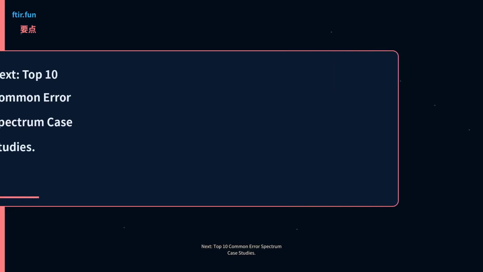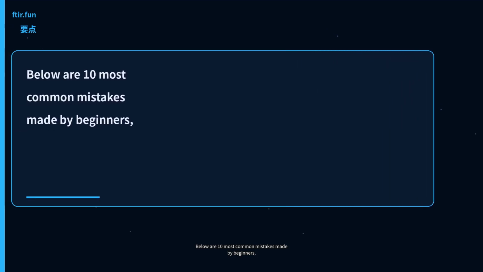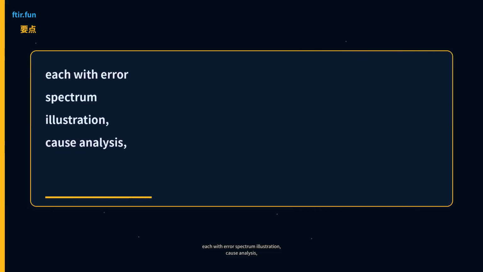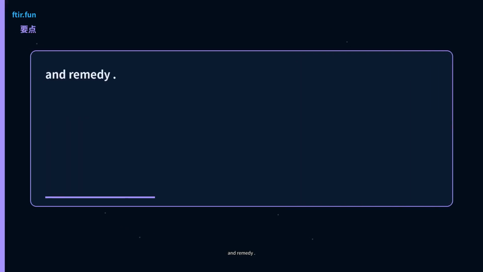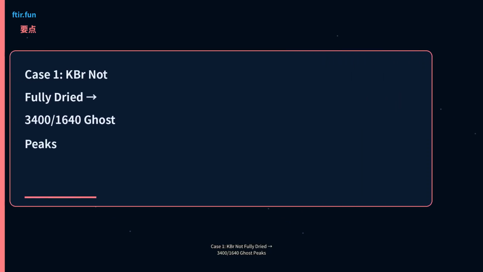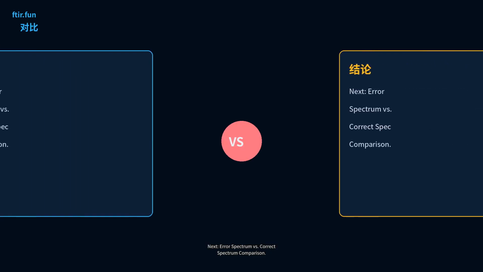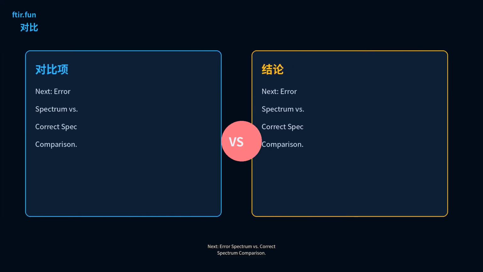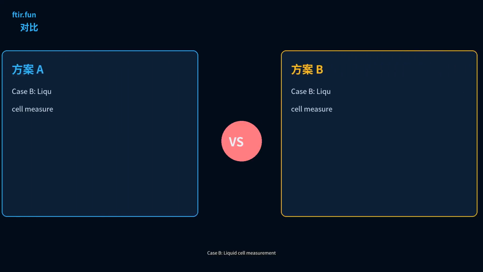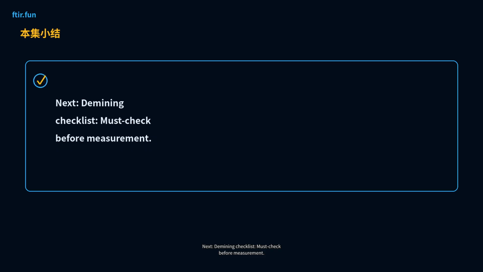Next, top 10 common error spectrum case studies. Below are the 10 most common mistakes made by beginners, each with an error spectrum illustration, analysis, and remedy. Case 1: KBr not fully dried, giving 3,400 and 1,640 ghost peaks. Next, error spectrum versus correct spectrum comparison. Case B, liquid cell measurement. Next, the checklist you must check before measurement.